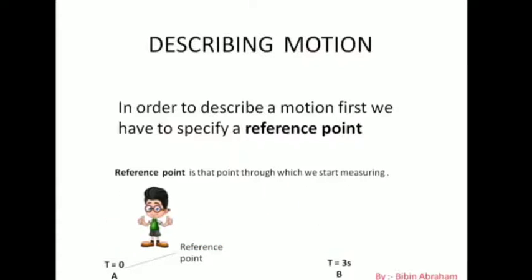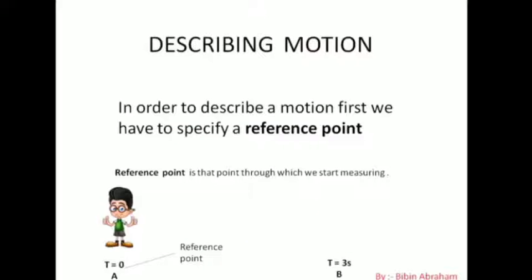So let's say if you tell your friend that from your school to your home, the distance is 1 kilometer, right? And let's say your next friend also says the distance between my home and the school is 2 kilometers. Both of you are correct here, but here the reference point is school, because from school you are measuring your distance. Yes or no?